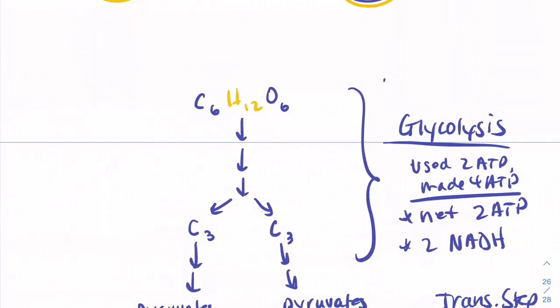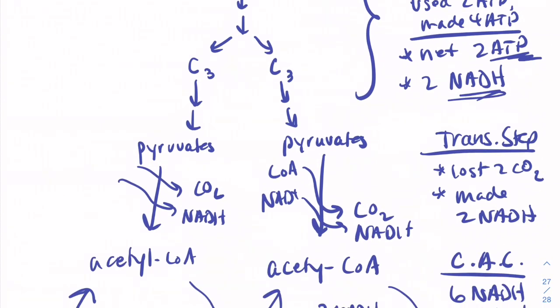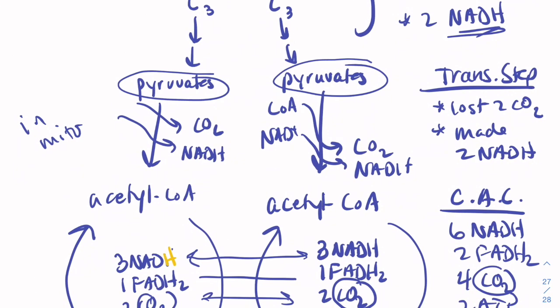Back here, we started in glycolysis with C6H12O6. We got 2 ATP out of that. We used 2, but we made 4. We got 2 NADHs. They underwent the transition step inside the mitochondria, and we ended up with 2 acetyl-CoAs. And each one of those undergoes the citric acid cycle, and we got all kinds of goodies out of these.